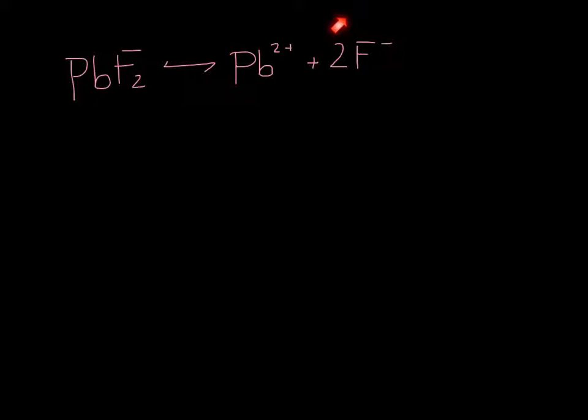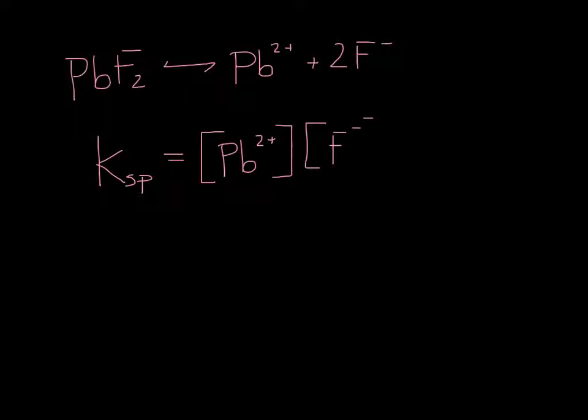Second step then is to write the equilibrium expression. Equilibrium in this case is the solubility product constant, so KSP. And we're just putting the units in here. And so it's going to be Pb2+ times F-, and that's going to be squared since there's 2 of them. There are no reactants, and so it's just products over nothing or over 1. And so this would be our complete equilibrium expression.